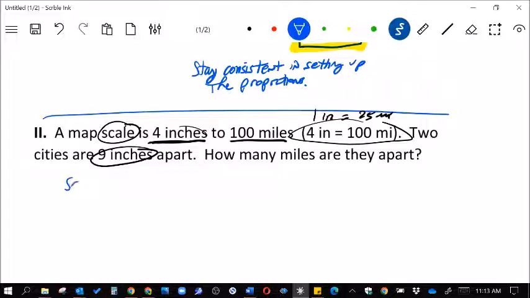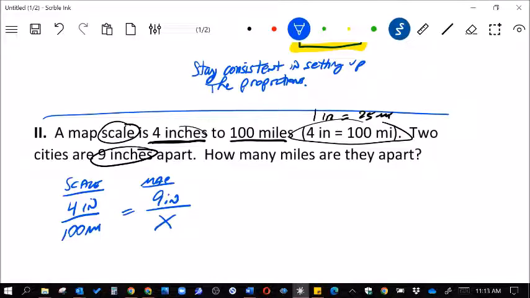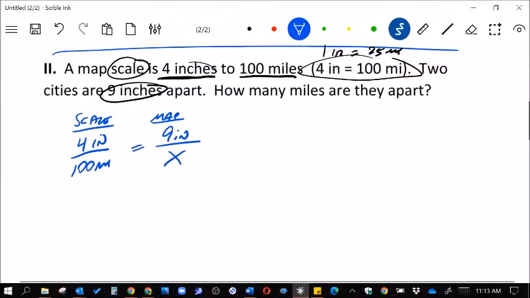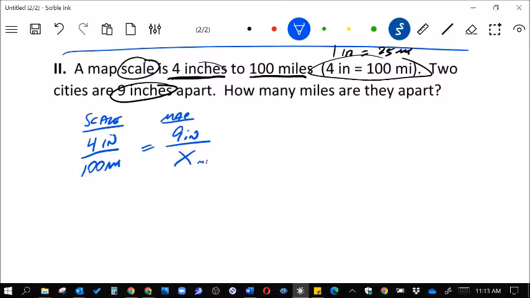So I'm going to use the scale part and then the map. Okay. So the scale says 4 inches over 100 miles. And I'm going to make that equal to the map says 9 inches over, we don't know how many miles. So we're going to cross multiply. Right? And if I had included miles here, inches and miles will all cancel out. So right now I just won't include them as I work it out here. 9 times 100 is 900. So now when I divide that, x equals 225. So this is going to say 225 miles.